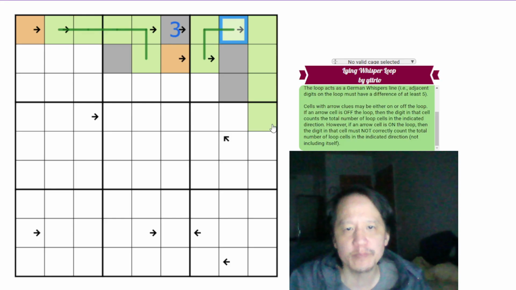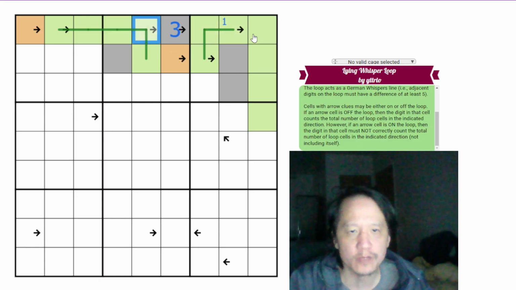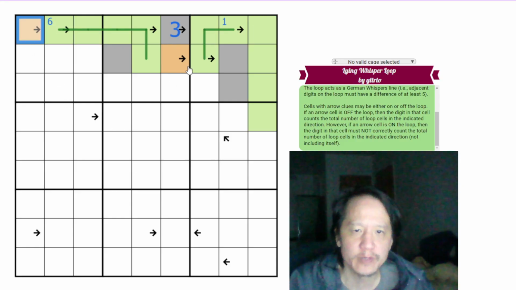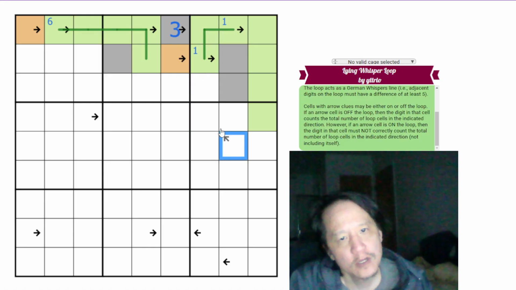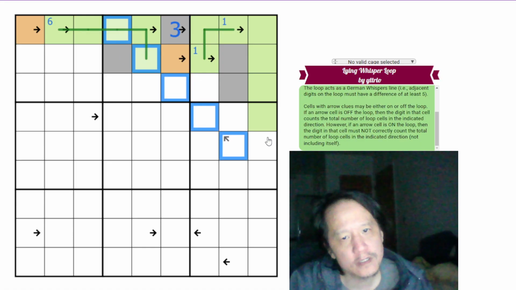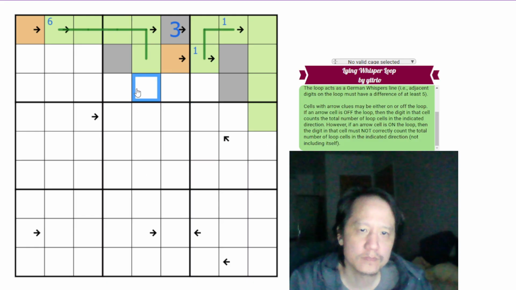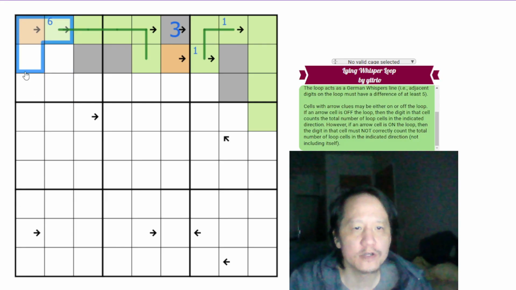Which means these cannot... So this cannot be 1. So there cannot be a 1 here. There cannot be 3, but that's obvious because that's not 3. This cannot be 1, 2, 3, 4, 5, 6, so no 6. We don't know about this. This cannot be 1. So that can't be 1 either. We don't know how this works. This sees... So this can't be on the loop because it would touch itself again. This could go down. This could continue here.